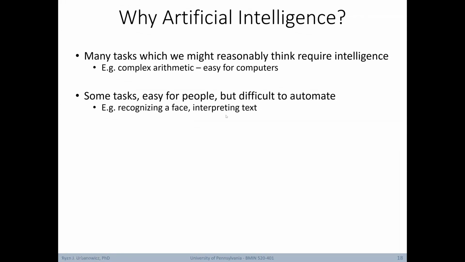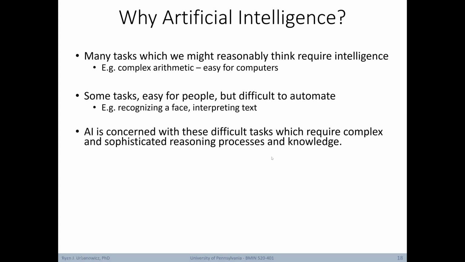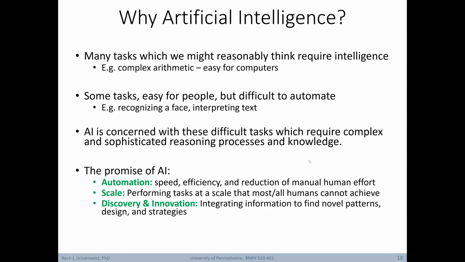Same thing goes for interpreting text, right? We often take for granted our ability to derive meaning from text, but imagine how much harder it is for a machine when you think about all the background knowledge it needs to have regarding slang or possible typos or anything like that. All of a sudden, what seems like an easy task for a person can be actually quite hard for a machine. So AI is concerned with these difficult tasks which require complex and sophisticated reasoning processes and knowledge.